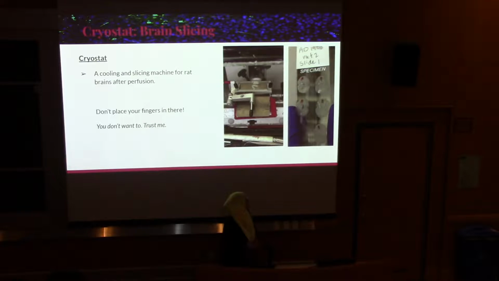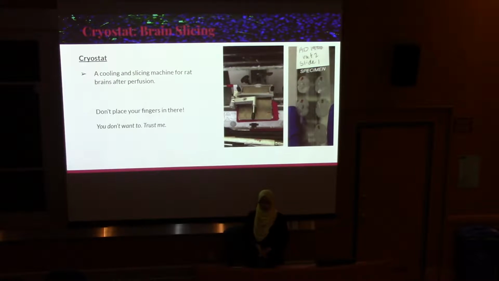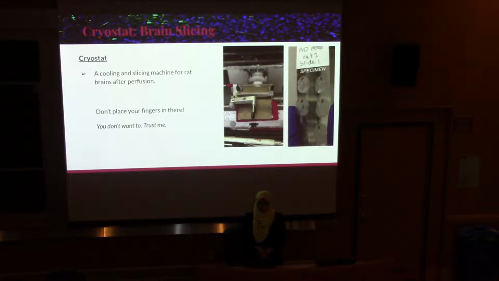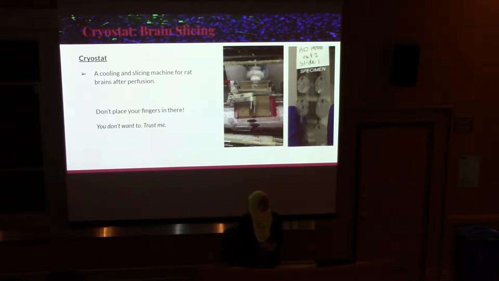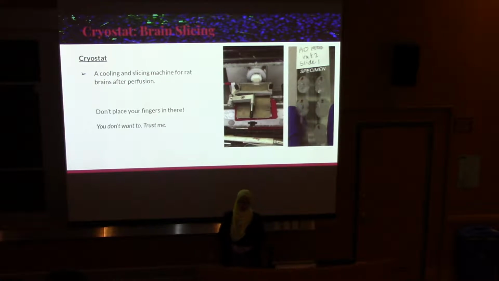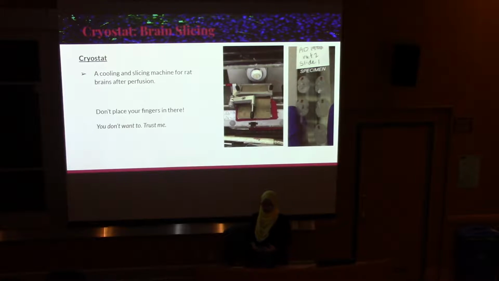But after that, we want to make sure that we place the virus and the cannula in the proper positions. So what we do to make sure is use a cryostat. Once we perfuse the rat, we take its brain and cool it. The cryostat is really helpful because it keeps the brain frozen as we slice it.